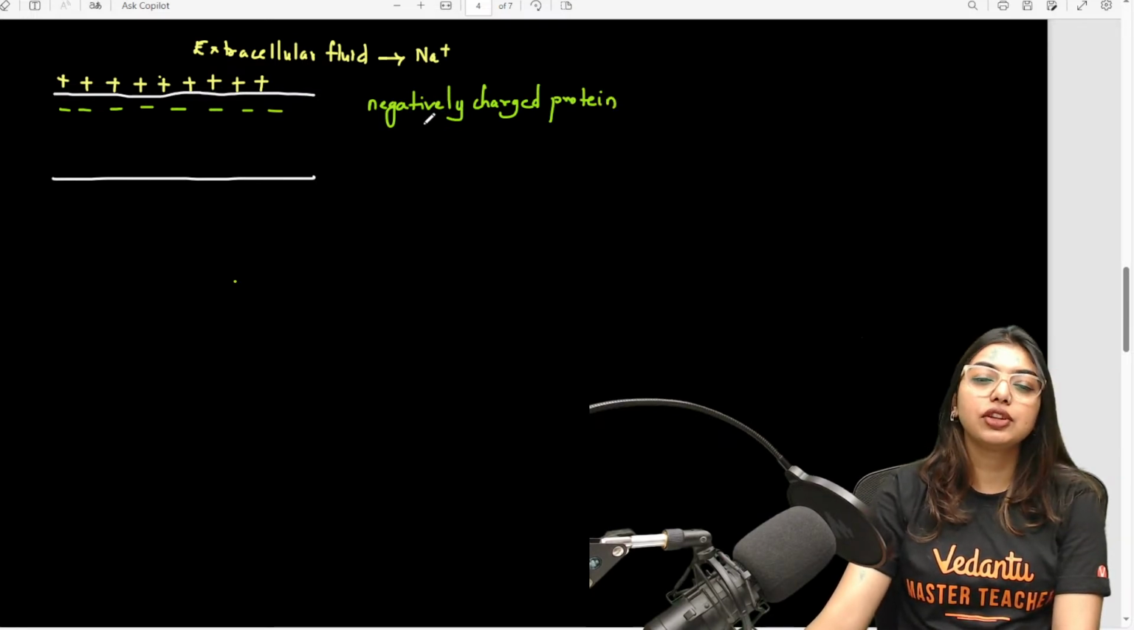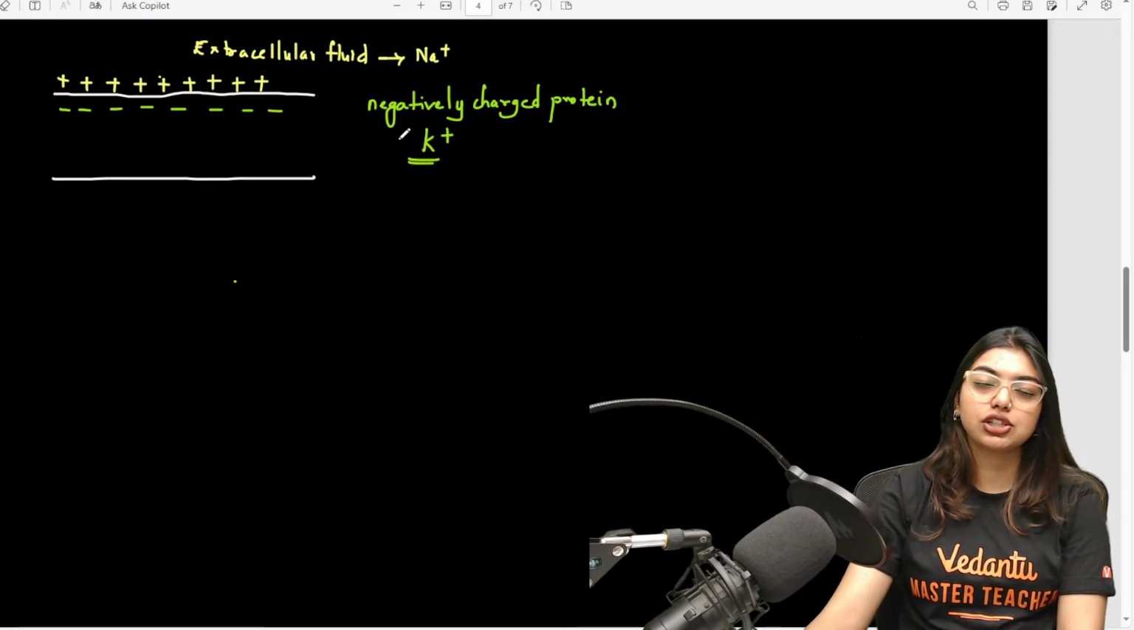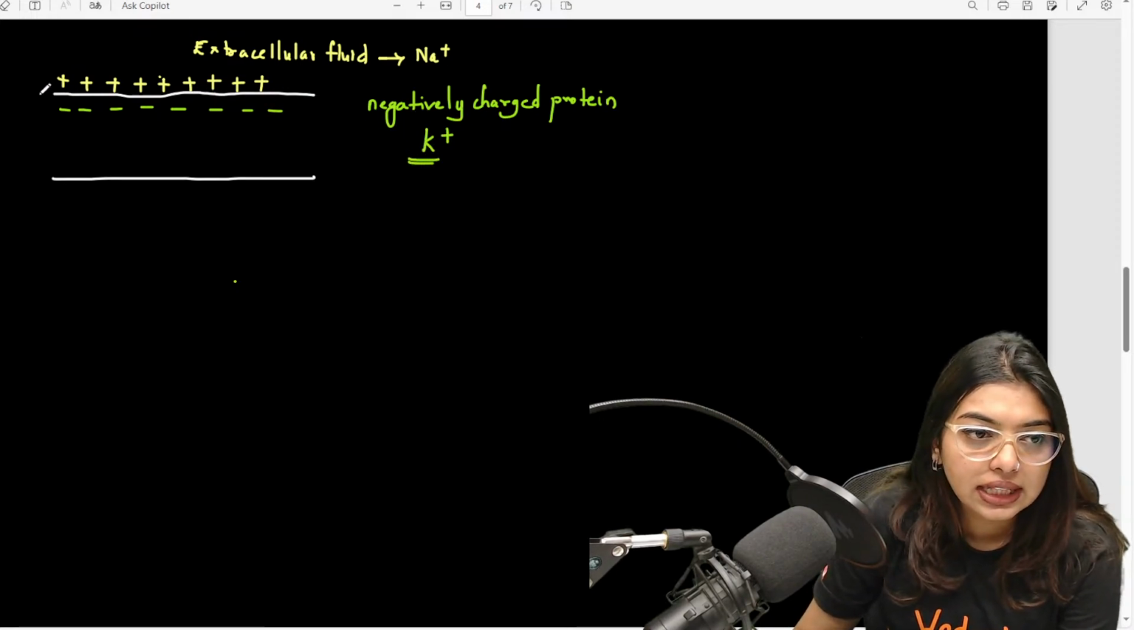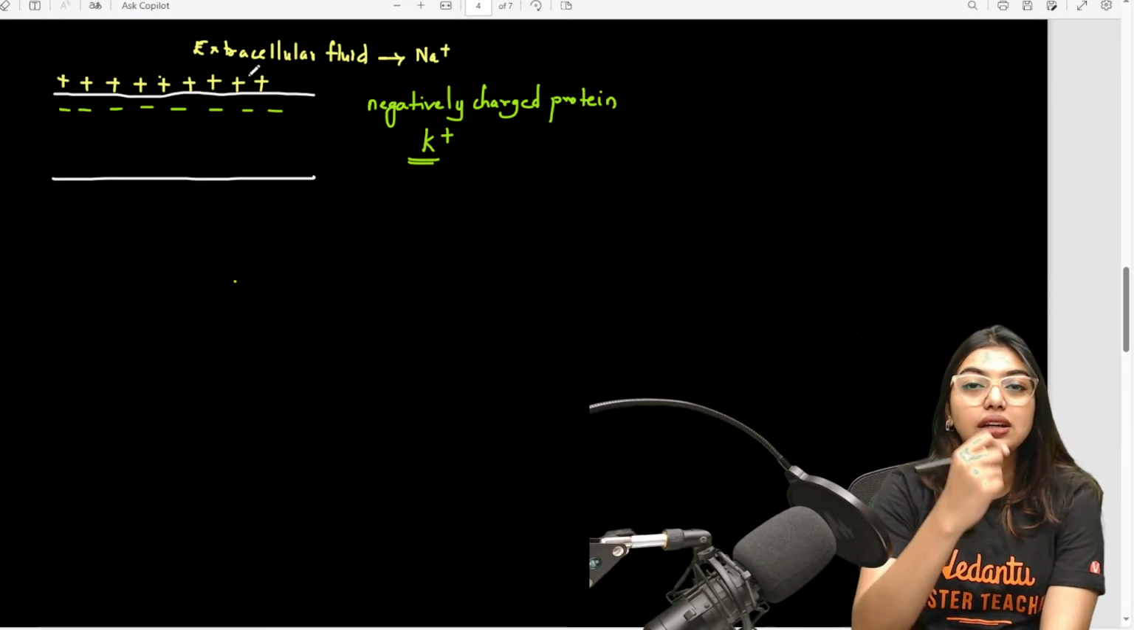They are responsible for this negative charge, but with them, potassium is also present. Now, what are they telling? They are telling that this membrane is more permeable to potassium ions than sodium ions.